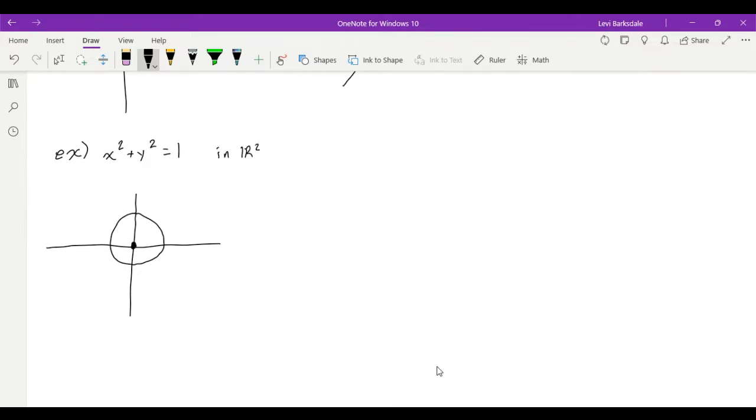Now let's take a look at the analog in R3. And one quick note is in R2, this is still a curve. But if we look at now the equation x squared plus y squared plus z squared equals 1, this one's in R3. Well, now all of a sudden we have our coordinate axes like this. This comes out as a sphere.